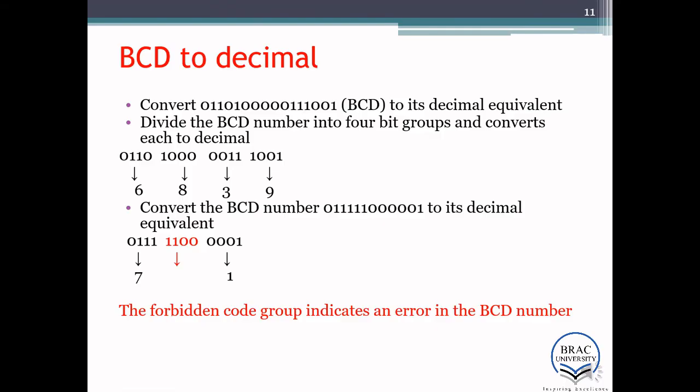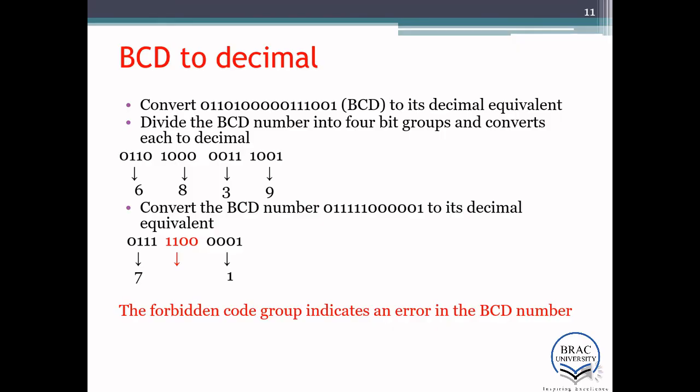Again, you have been given this number. Take 4 bits and write the equivalent number. This binary number is not valid in BCD, so that is why it is called a forbidden code group. In BCD, the codes are equivalent to 0 to 9, same as the decimal, but after 9 there are forbidden groups, like 10 to 15.